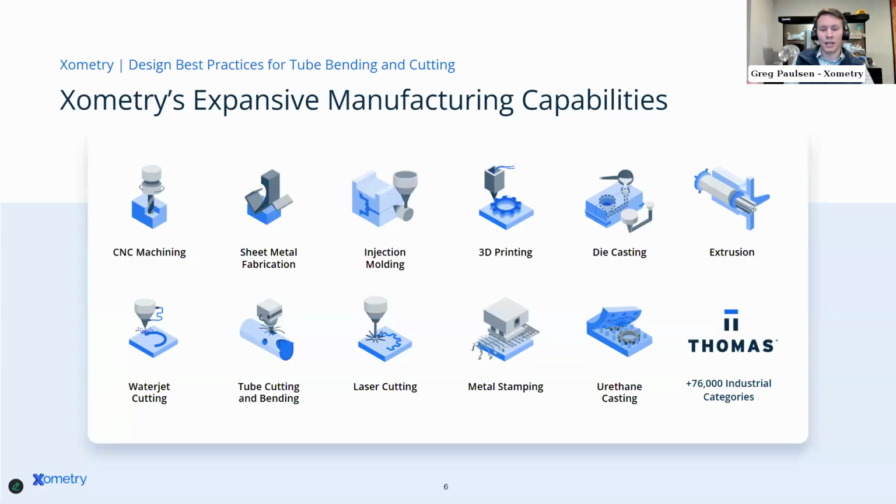One familiar name for you may be Thomas. Thomas is also part of the Xometry umbrella. Thomas is essentially a manufacturing directory that hosts over 500,000 direct suppliers across 76,000 industrial categories. So again, our encompassing business value is we want to be the first place you go to get something made, because we have the resources to do that and help you find the right manufacturing solution.